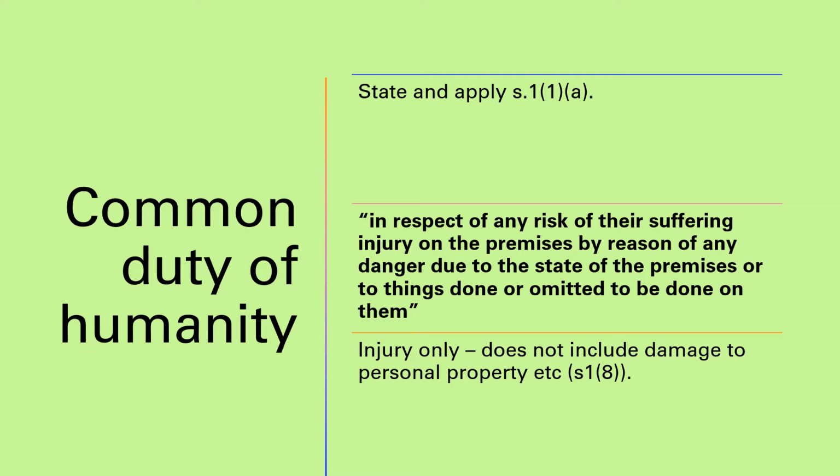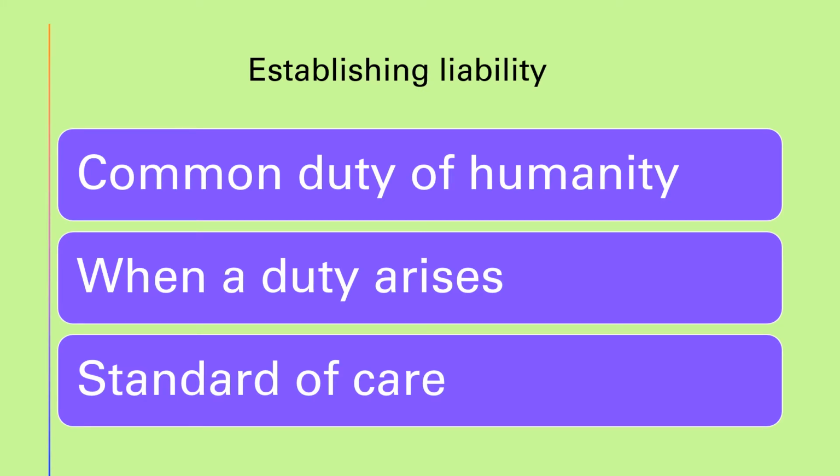And another thing, from section 1.8, is that if the claim is successful, we can only claim for personal injury or death. We cannot claim for damage to property. So if that is satisfied, so if the danger arises because of the state of the premises, then we can move forward with our application.